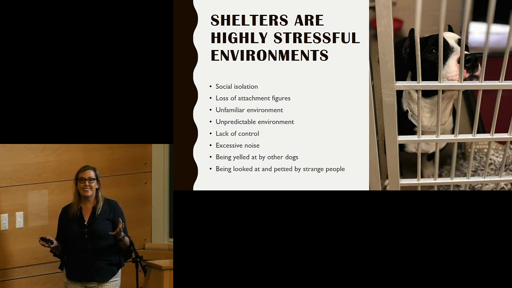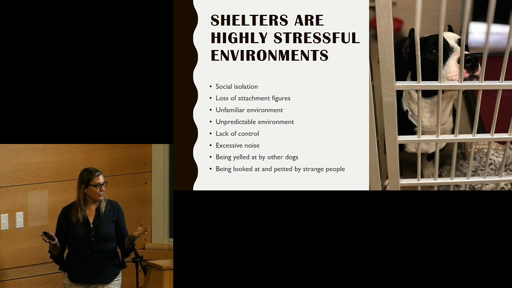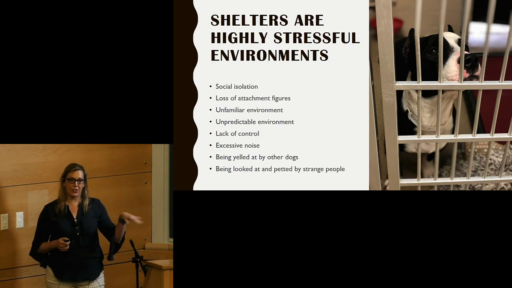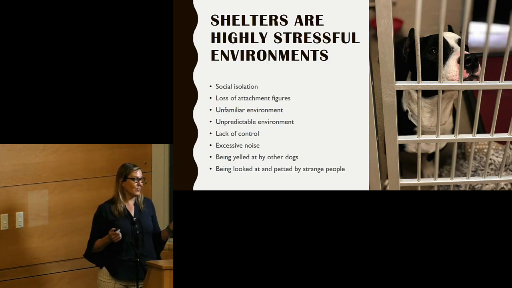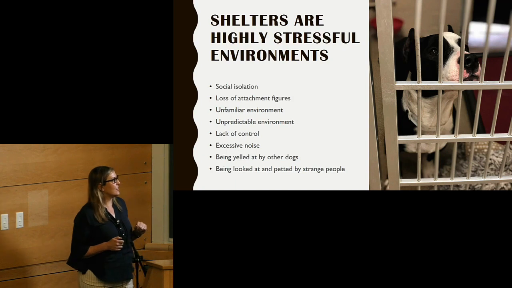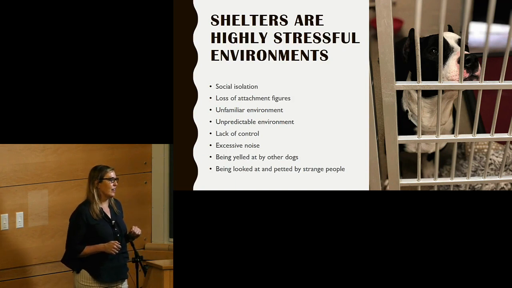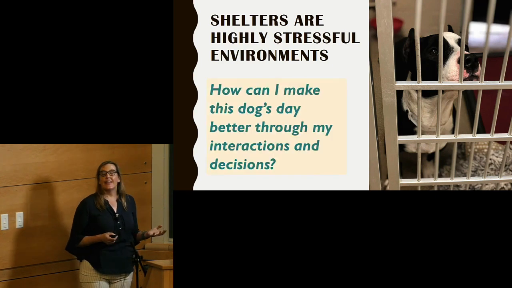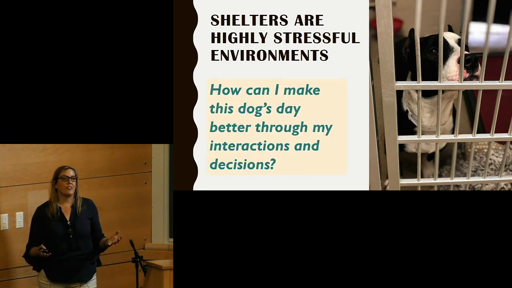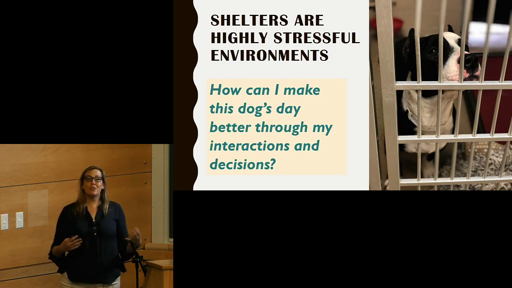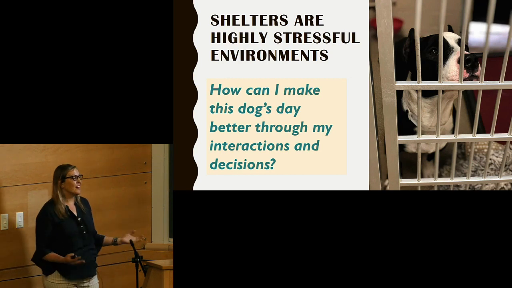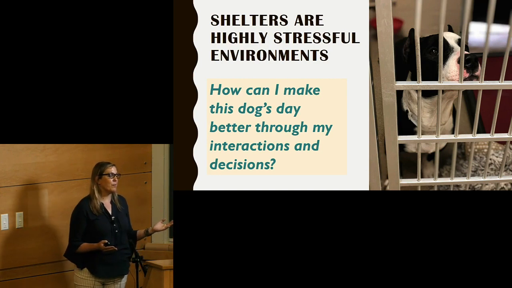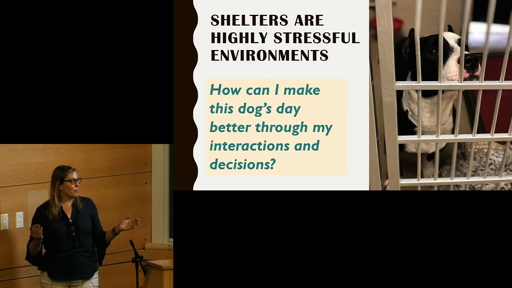Those can be aversive events. Having somebody just walk up and stare at you for a little bit. And especially depending on your kennel, can you move away from that? Do you have the control to escape that? Or do you just have to sit there and try and deal with it in other ways? So knowing that our shelters are really stressful environments, I think that makes this question of how can I do better for the animals even more important. How can I make sure my interactions are improving the animal's day rather than making them worse?